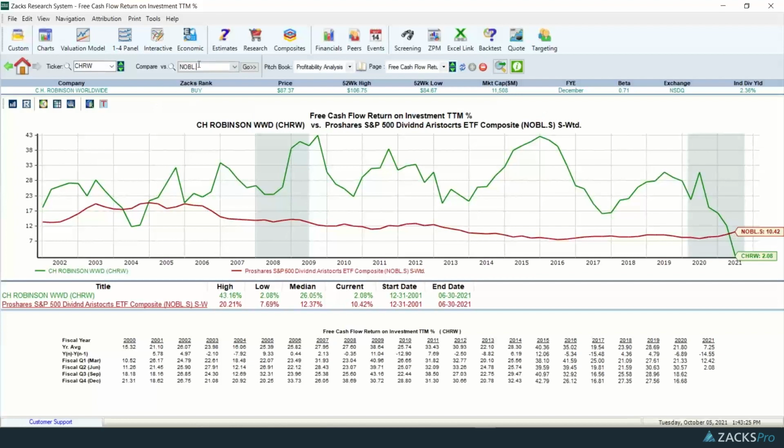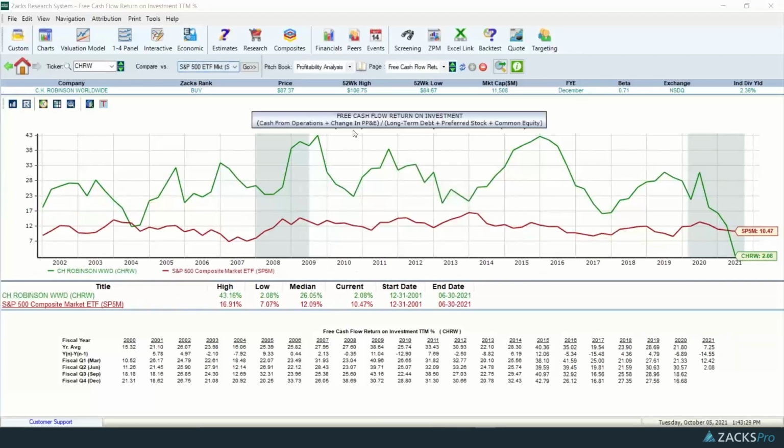I've got this relative to Noble right now. I apologize, I was doing some work earlier. I'll make it relative to the S&P 500. And you can see the S&P 500 is now ticking in at about 5 times better than C.H. Robinson, but that hasn't been the trend, right? C.H. Robinson's always been a top performer.